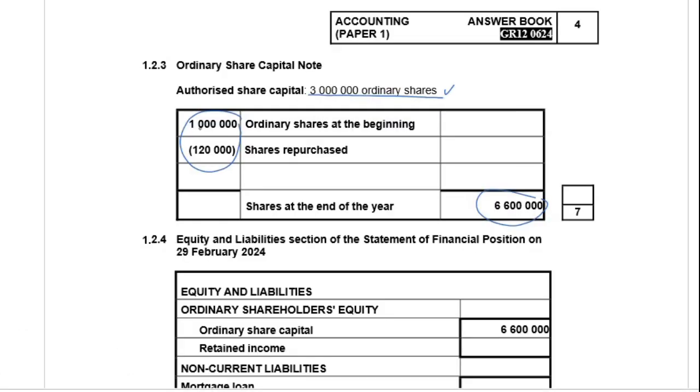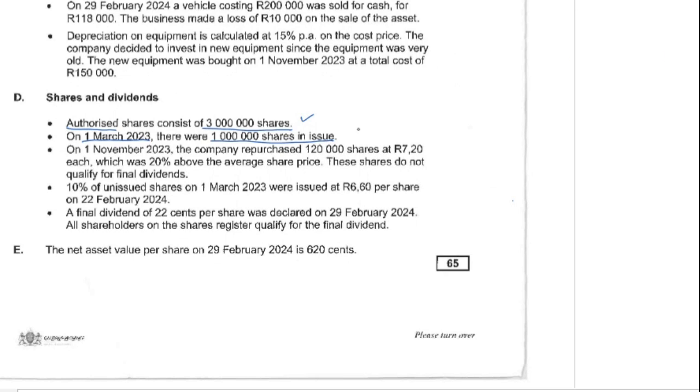Again, this has been disclosed, but there's no value for the shares in issue at the beginning of the year, so we will obviously have to calculate that for ourselves. It states that on the 1st of November 2023, the company repurchased 120,000 shares at 7.20 Rand each, which was 20% above the average share price. These shares do not qualify for final dividends. So here we have a share buyback or share repurchase.